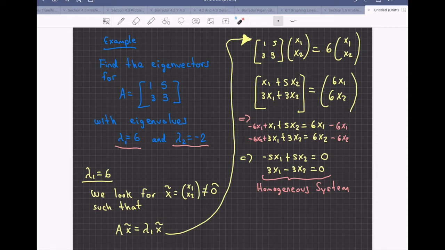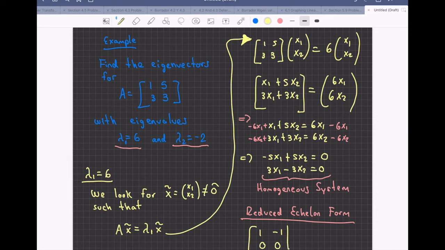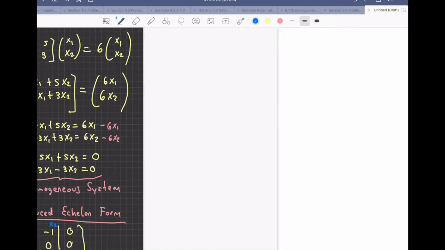Remember, we can find the reduced echelon form. Go back to your notes in chapter 1 if you forgot about this, but use the calculator that I recommended for you. The reduced echelon form for this system is 1, -1, 0, 0, 0, and 0. Remember, this column represents x1 and this one x2.